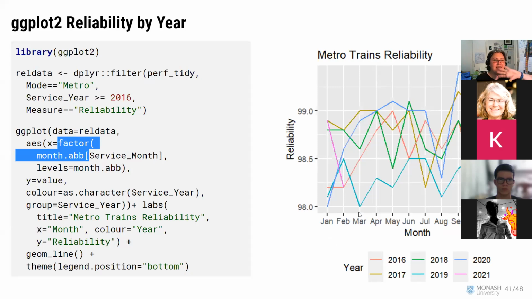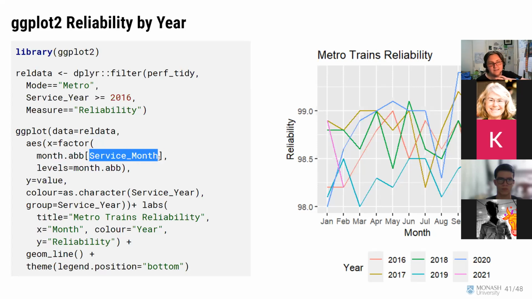So what month.abb does is it gets a month abbreviation. It's like a little list of the month abbreviations, and you're saying, I want the one for this month. If I put month 1 in there, I get January.